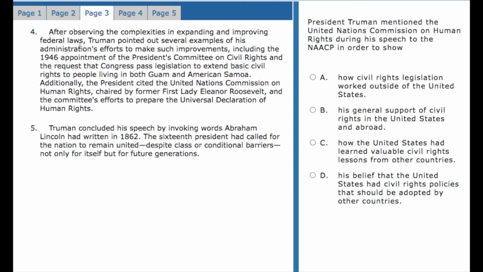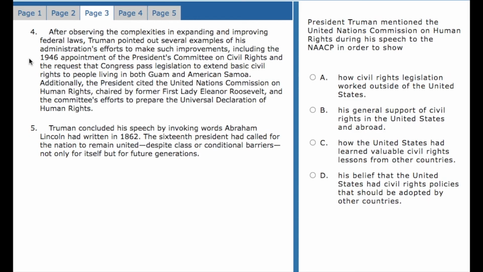B says his general support of civil rights in the United States and abroad. That sounds like it could be the right answer to me. C says how the United States has learned valuable civil rights lessons from other countries. Again, to answer all these questions, you really have to check your understanding. Do I understand what's happening in paragraph number 4? Like I said, if I were to explain this in my own words, off the top of my head, I would say he's just pointing out examples of expanding and improving laws. He wants civil rights to be extended to people in other countries like Guam and American Samoa. And then he just cites work that Eleanor Roosevelt had already done.